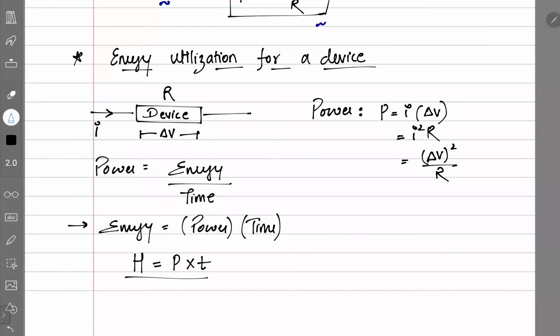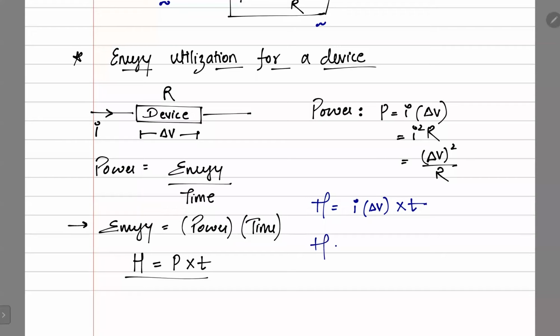So H can have multiple formulas now. How? As per the first case, H is power, which is I multiplied by delta V multiplied by time. According to the second formula, H is power, which is I square R multiplied by time. H can also be power, which is delta V square by R multiplied by time. Is this clear to all of you?